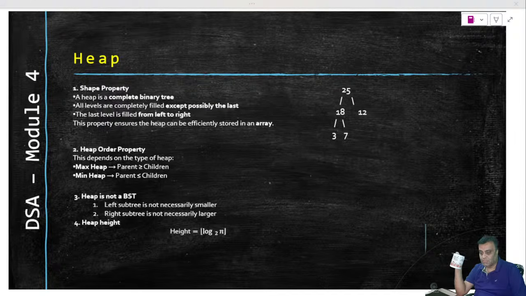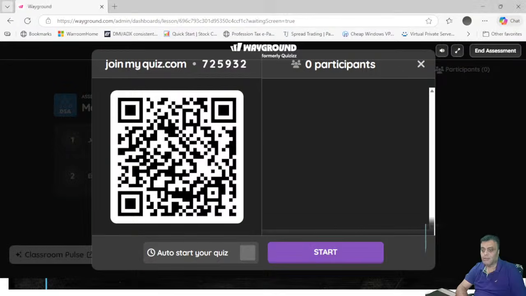How many of you are here? 37. Okay, let's see 30. Please scan. Yeah, should be visible now. Please scan.